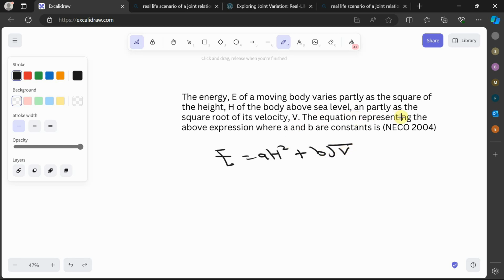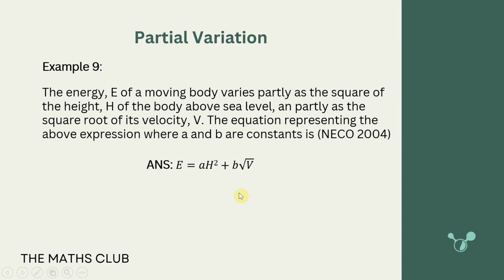The equation representing the above expressions where a and b are constant, so we're even in line. So the a is the constant here, the b is the constant here, this is the equation here. Simple and short. Let's read it again. E varies partly as the square of h, so that's h squared, and partly as the square root of velocity v, so square root of v. And just put a and b as constants, and you are done. Let's see if we're correct. Great. E is equal to ah squared plus b square root of v.